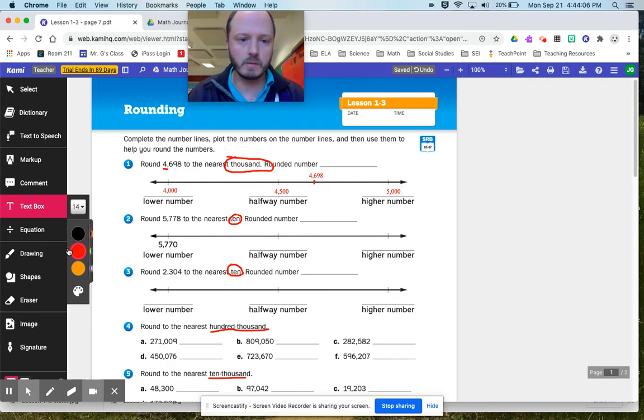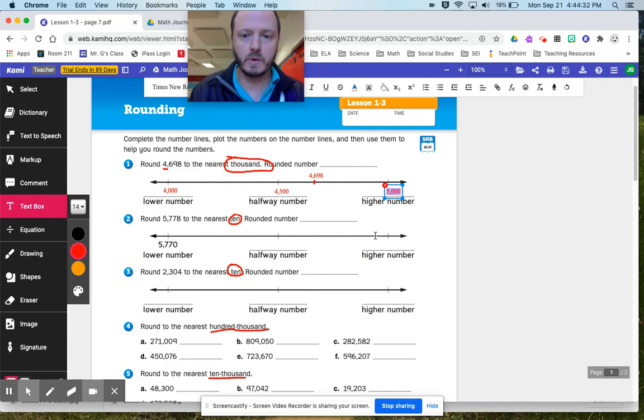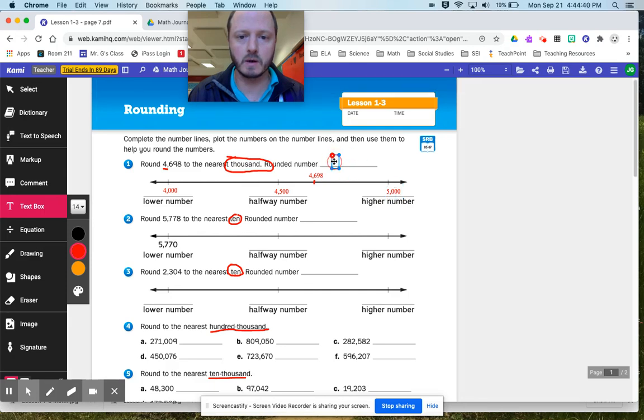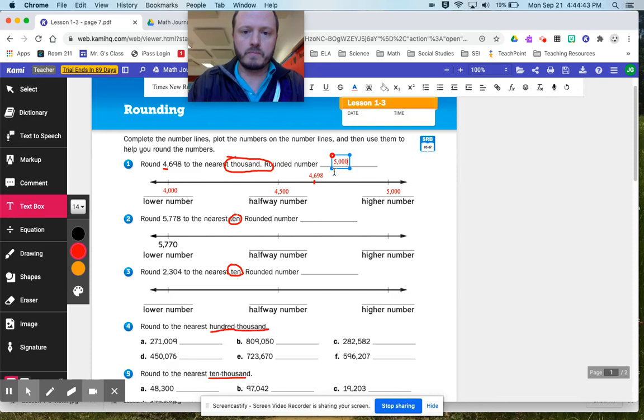And now we can see, what number is it closer to? Is it closer to the higher number or closer to the lower number? And we don't say which is it closer to, the halfway number, because the halfway number is just helping us see which one is closer. Is it past the halfway point, or is it not past the halfway point? So we want to say that it's past the halfway point, and we are rounding up to this number. So this is the number that we want to put into this space here. We're just going to type it over again, 5,000. Okay, so that's how we did number one together.